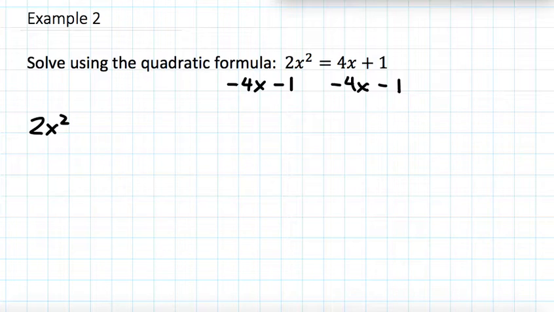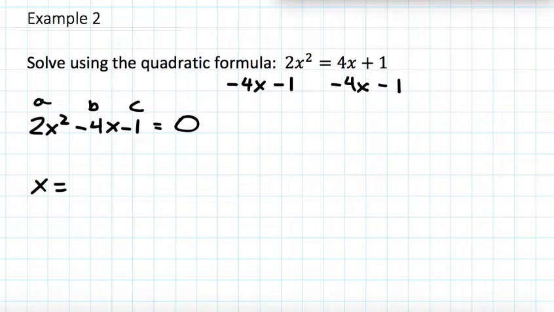So that would give me 2x squared minus 4x minus 1. If you moved the 2x squared over and had minus 2x squared plus 4x plus 1, it should come out to be the same answer in the end. So you can do it that way also. So this is going to be my equation, 2x squared minus 4x minus 1 equals 0. And I'm going to label A, B, and C, and then plug in.